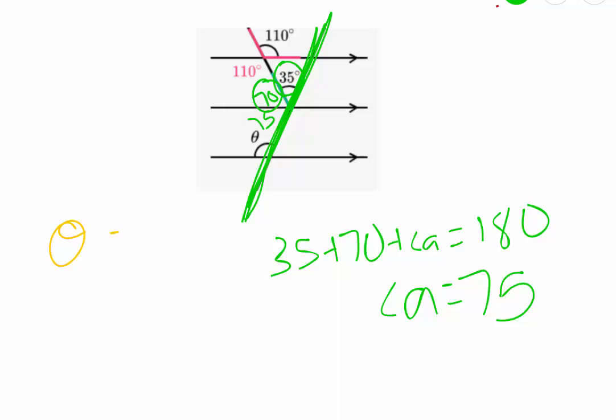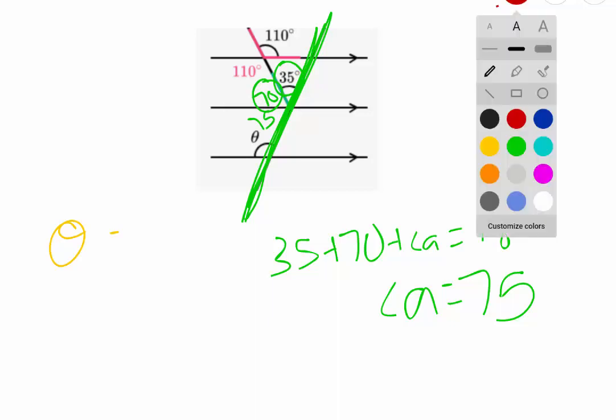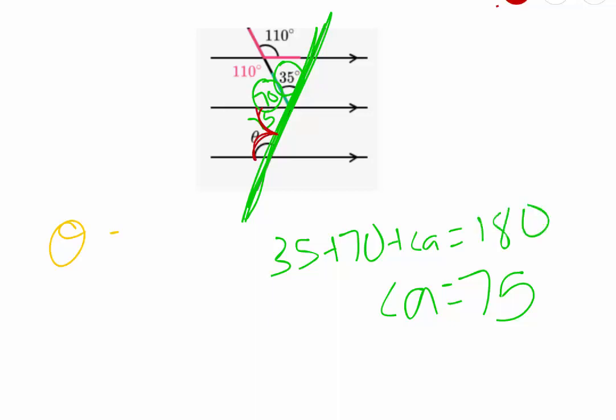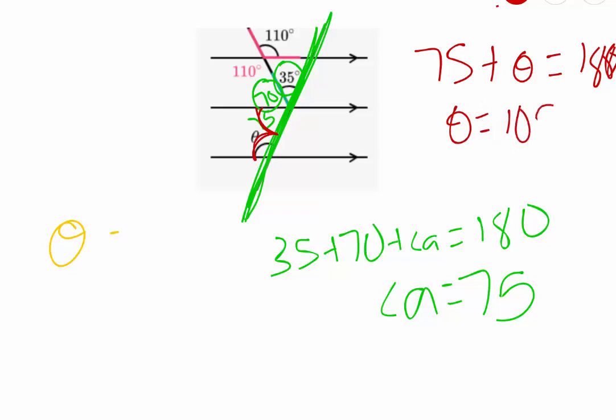Then we can use the same rule saying that these two angles here on the inside should equal 180 degrees. And since we know that one of them is 75, that 75 plus theta should equal 180. So if we do 180 and subtract that 75, that means theta has to be 105 degrees.